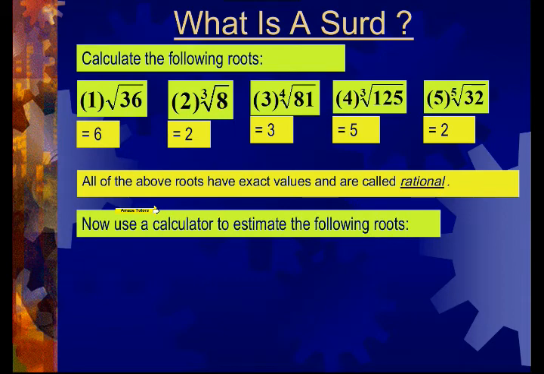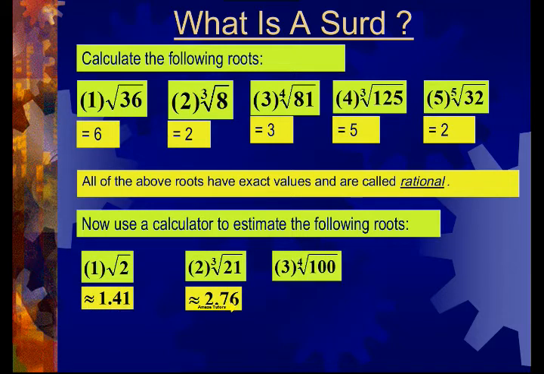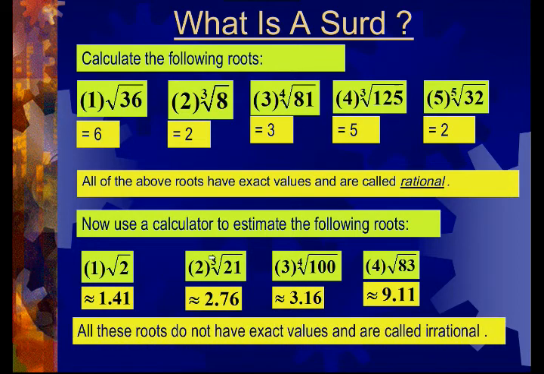Now, use a calculator to estimate the following roots. So here, square root of 2, we don't have an exact value like these examples, but when you use the calculator, square root of 2 is 1.41. And the next one, cube root of 21, 2.76. This is the symbol for approximation because we rounded to 2 decimal places. It is an approximated answer. Now, fourth root of 100, 3.16. Square root of 83, 9.11, and so on.